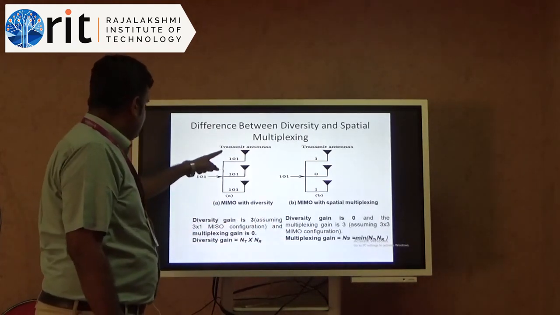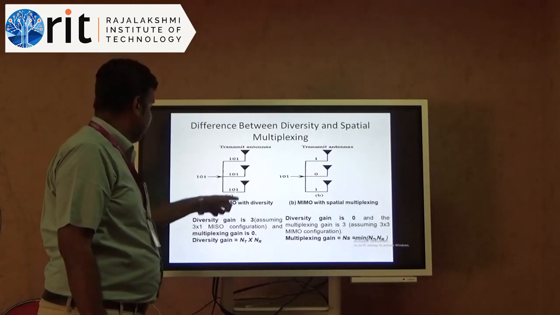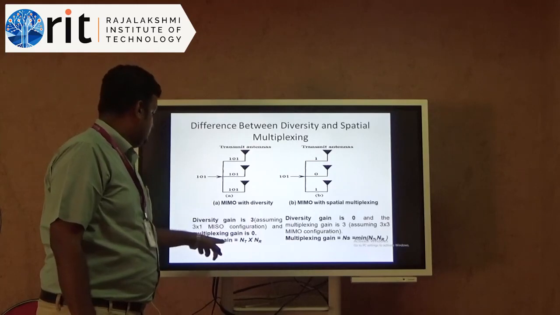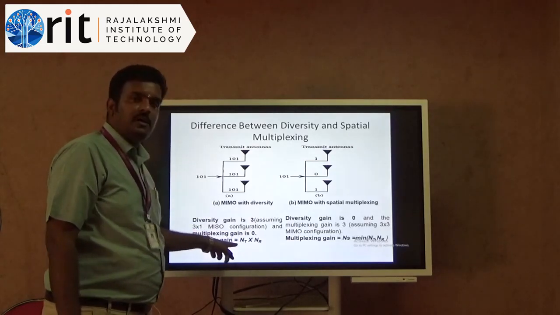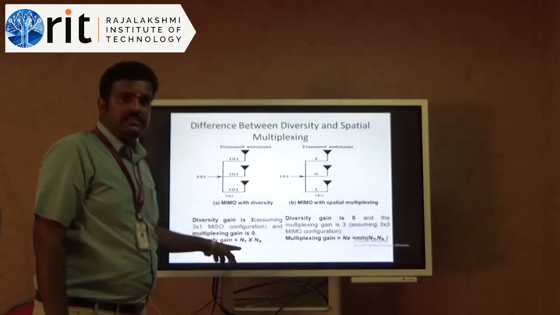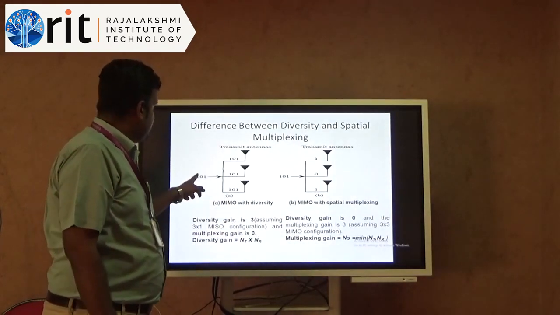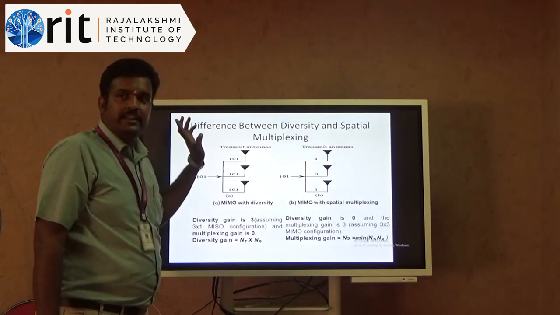In this case we have 3 antennas transmitting the same data stream, so the diversity gain is 3:1, which is 3. To calculate diversity gain we have the formula NT × NR, where NT is the number of transmitting antennas and NR is the number of receiver antennas. Here we assume that there are 3 transmitting antennas and 1 receiving antenna.